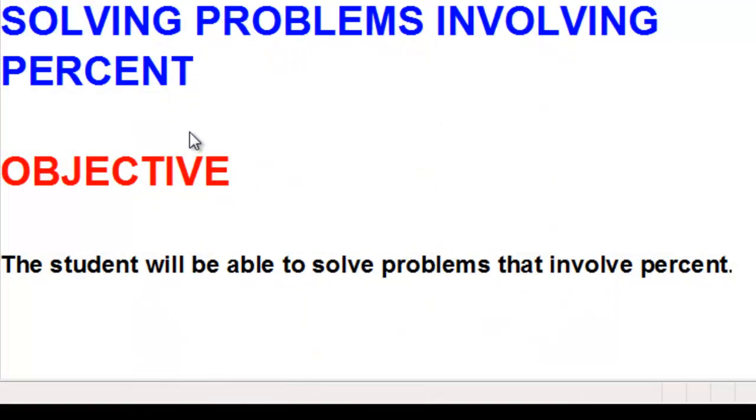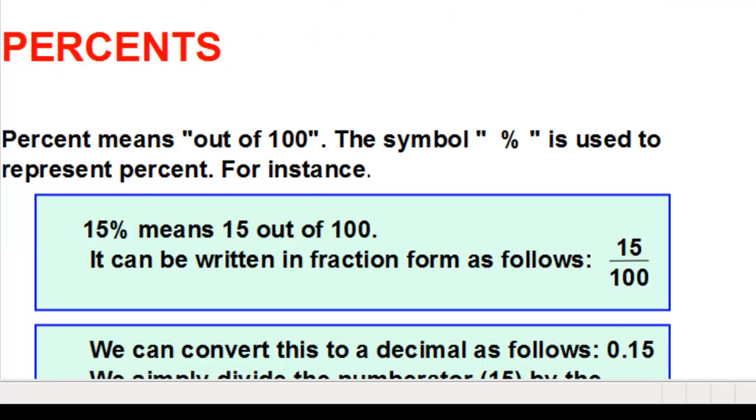In this lesson, the objective is that the student will be able to solve problems that involve percent. Percent means out of 100. The symbol that looks like the percent sign here is used to represent percent. For instance, 15% means 15 out of 100. It can be written in fraction form as follows, 15 out of 100.